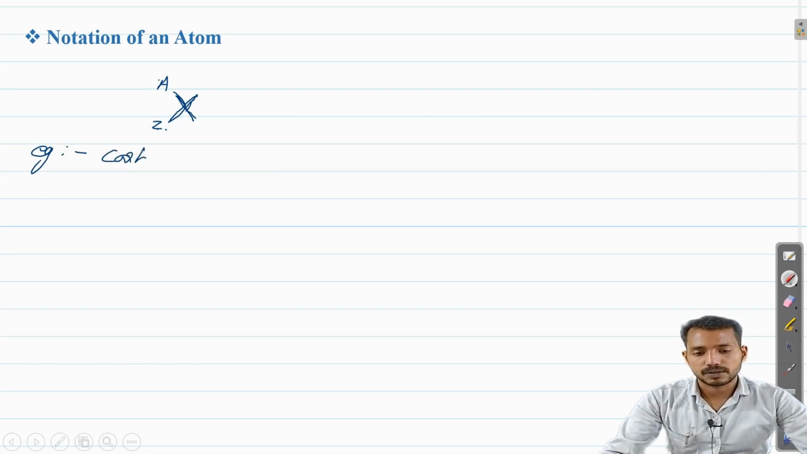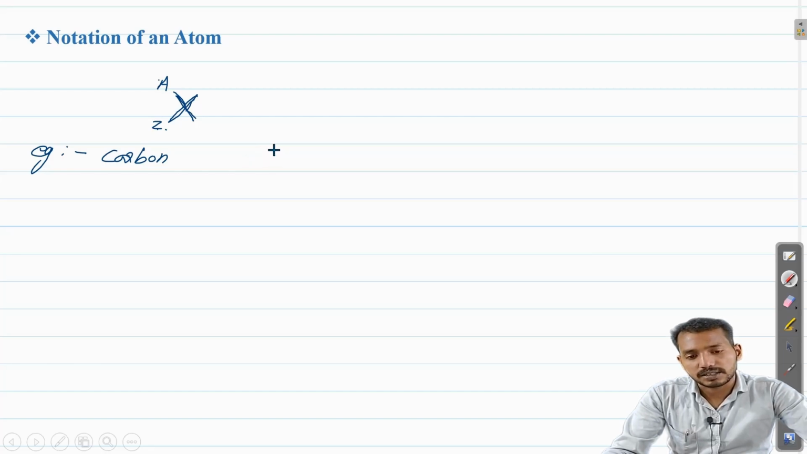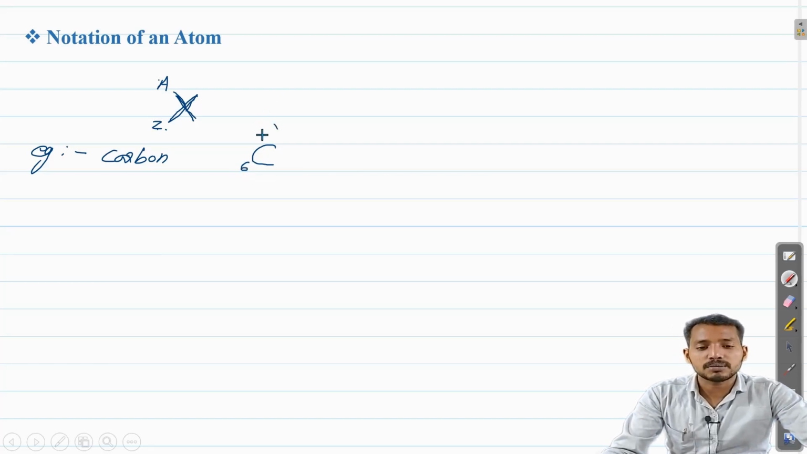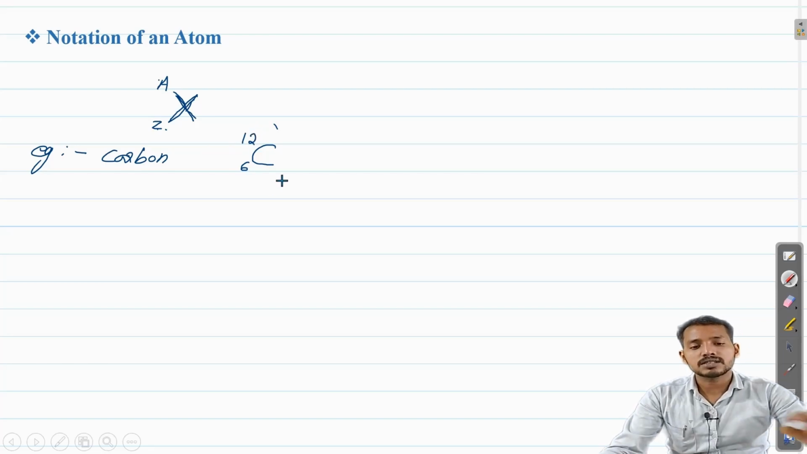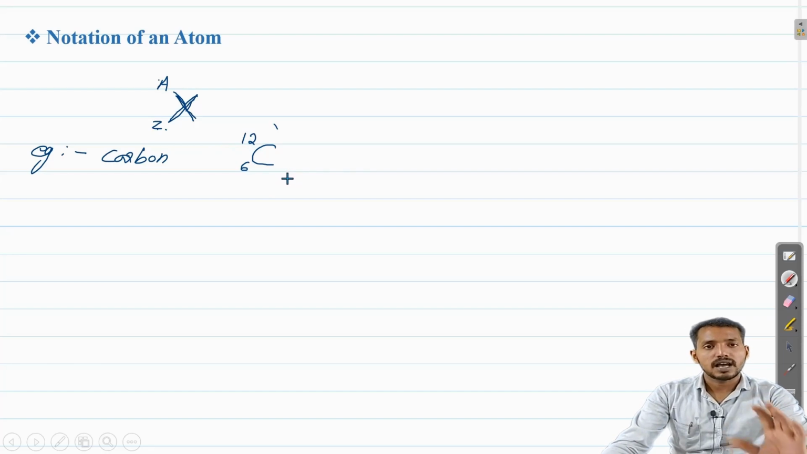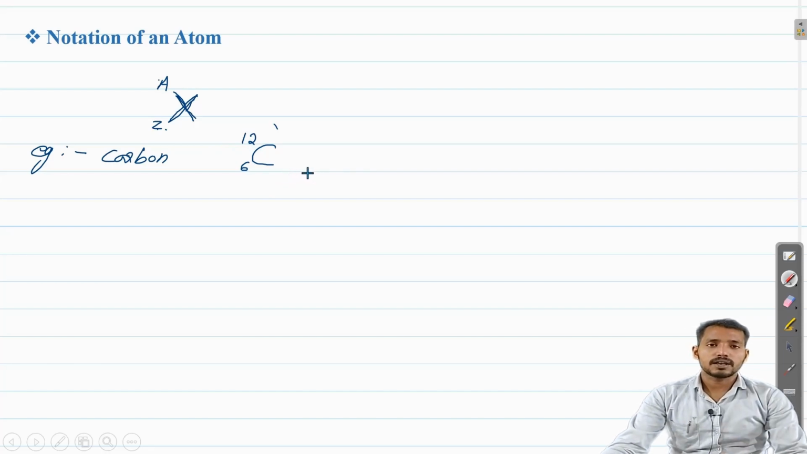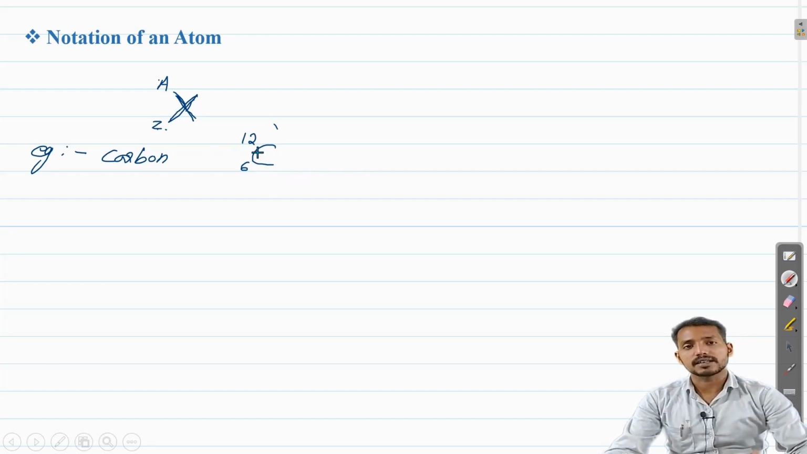For example, we can take carbon. The symbol of carbon, we already learned in chapter 3, is C. And the atomic number of carbon, just now we discussed, is 6. And the mass number also we have discussed, that is 12. So this is the way we will represent an atom with atomic number and mass number.